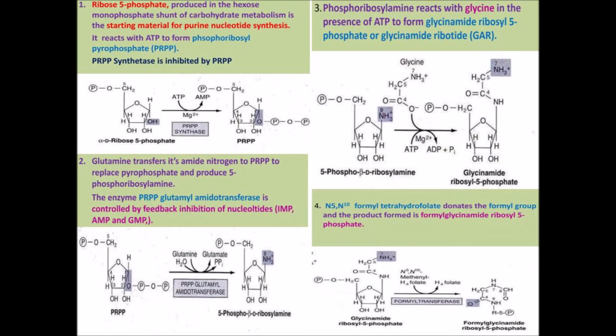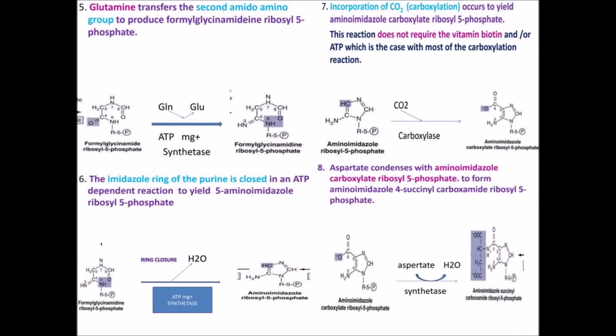In the fourth step, N10 formyl tetrahydrofolate donates the formyl group and the product formed is formyl glycinamide ribosyl 5-phosphate. In the fifth step, glutamine transfers the second amino group to produce formyl glycinamidine ribosyl 5-phosphate. Then the imidazole ring of the purine is closed in an ATP dependent reaction to yield 5-amino imidazole ribosyl 5-phosphate.